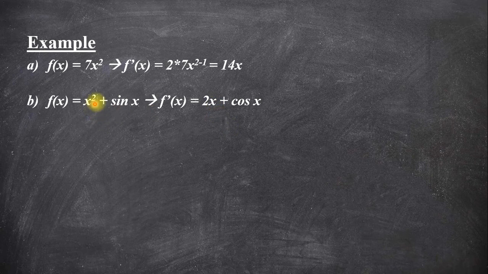So, x squared means 2x, plus sine x is derivative, the derivation of sine x is cos x. So, let's see, 2x plus cos x, okay?